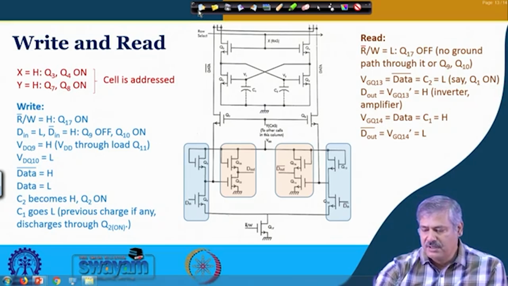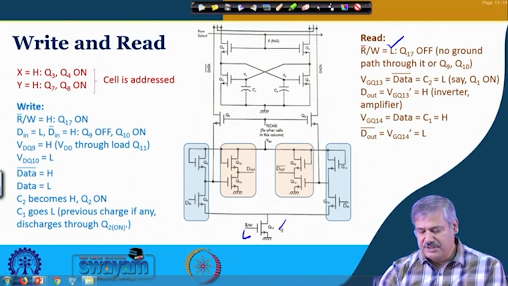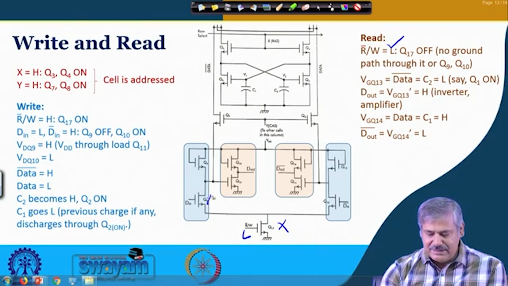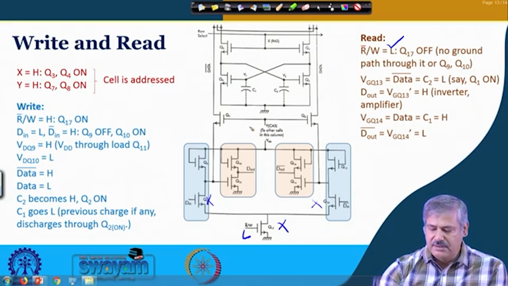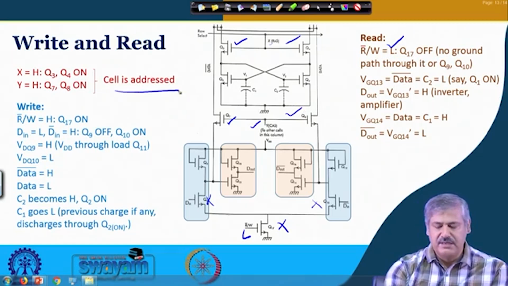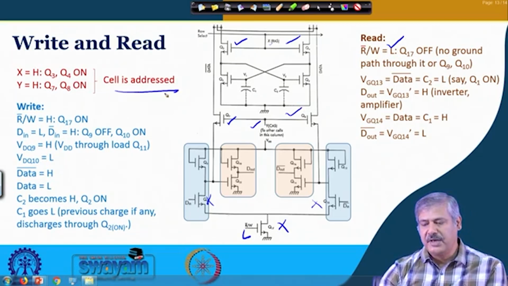So, during read operation, this input will be low, okay. This is low, so this is off, right. If this is off, it does not get a path in this direction, and also this D input is not in consideration. Of course, this is accessed, so this is on. This Y is high and X is high, so these two are also on. So, this is the cell being addressed.